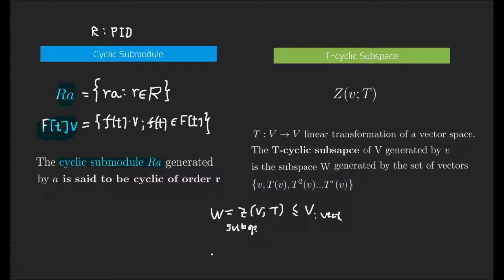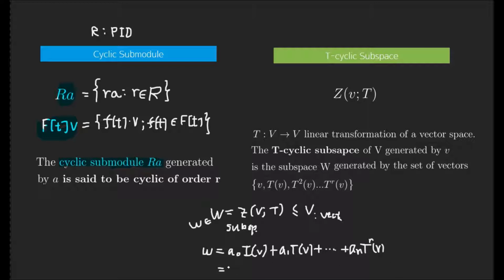This means if we choose an element in W, and W is generated by V, then because of the identity, this is a0 I V plus a1 T V, and finally an T^r V. This W is generated by this basis V, TV, ..., T^r V.